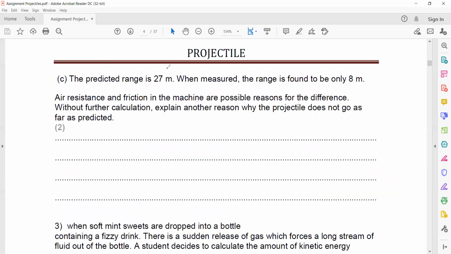The predicted range here means the ideal case. Ideally, when this projectile is launched, it should travel 27 meters.